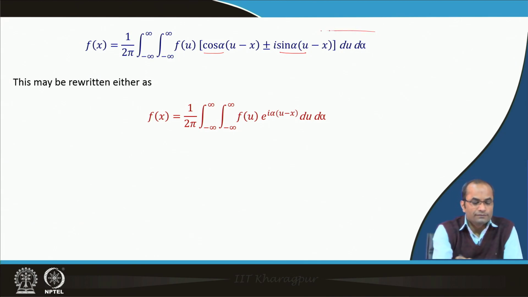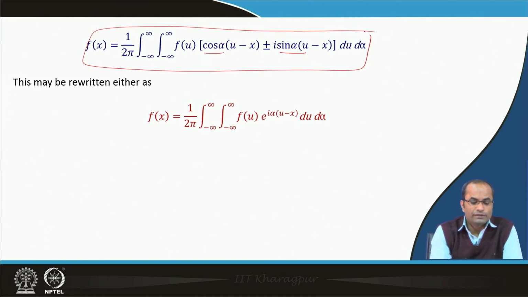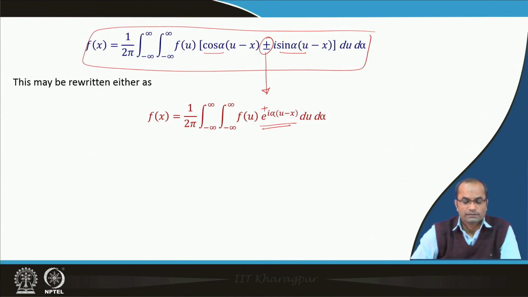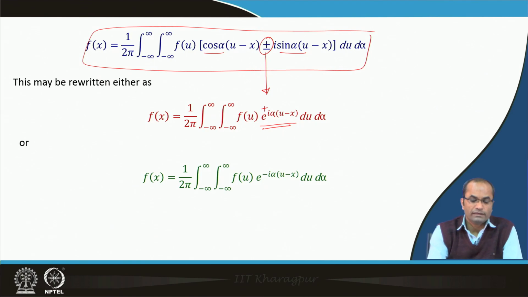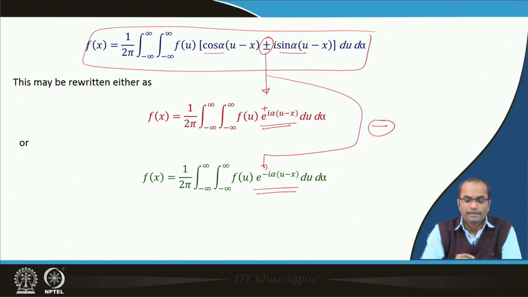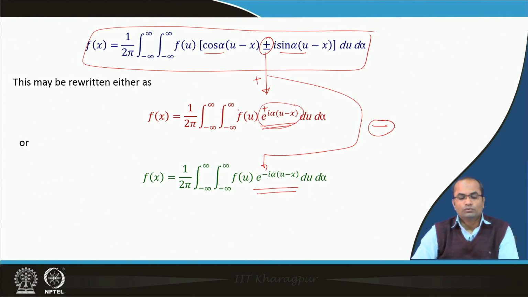So, this integral we can write in two ways. One, when we take the plus sign, we will get e power plus I alpha (u minus x) du d alpha, or we can take the minus sign. If we take the minus sign, then we will get e power minus I alpha (u minus x). With the plus sign, we will get e power I alpha (u minus x) term.